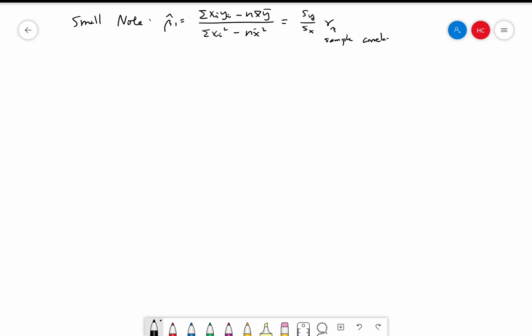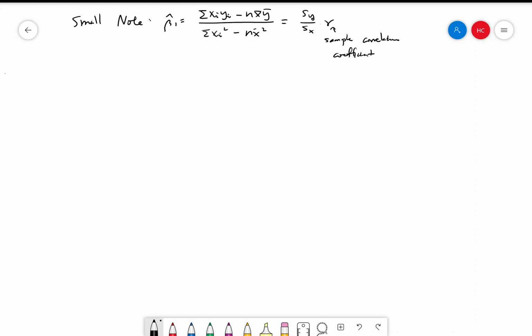Alright, we're going to end the section with a couple of small notes. So the first small note is that remember that beta 1 hat is equal to the sum of xi yi minus n x bar y bar over the sum of xi squared minus n x bar squared. This is equal to the standard deviation of y over the standard deviation of x times r, and r is the sample correlation coefficient.